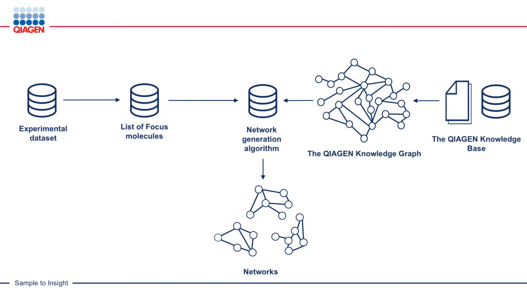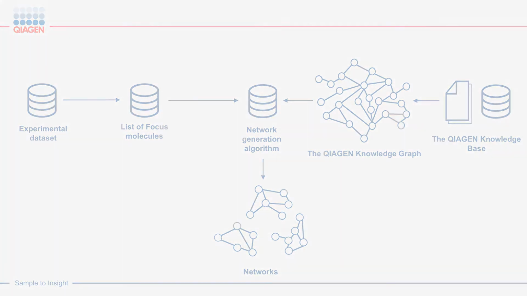The networks are constructed to maximize their specific connectivity, which tries to find groups of molecules that are more connected to each other than to other molecules in the QIAGEN knowledge graph. The networks are then ranked in order of their significance with respect to finding that set of molecules in the given network by random chance.